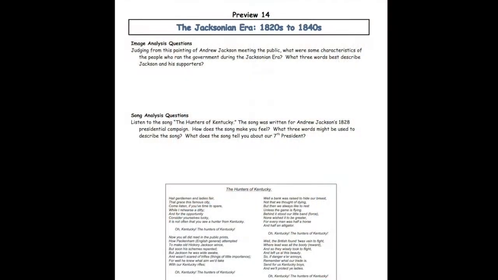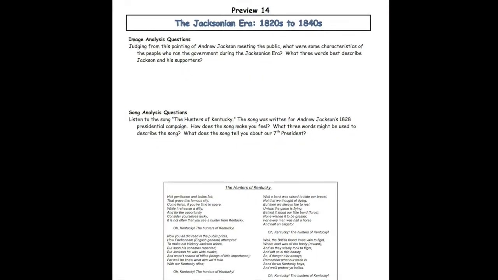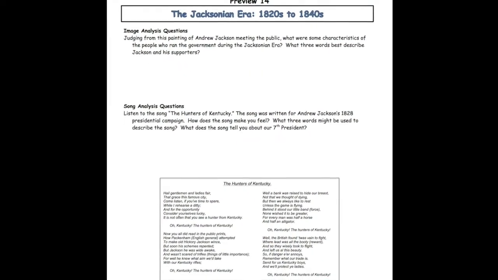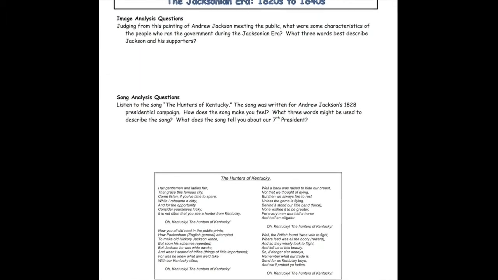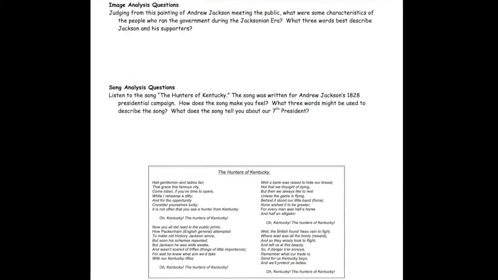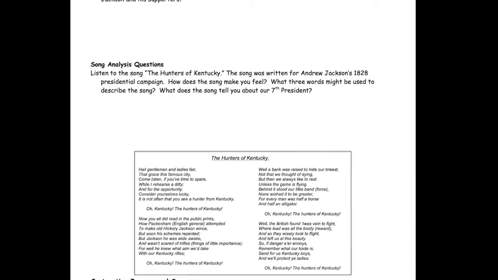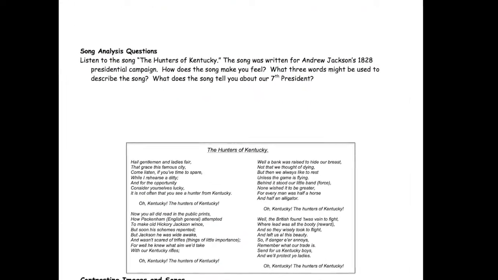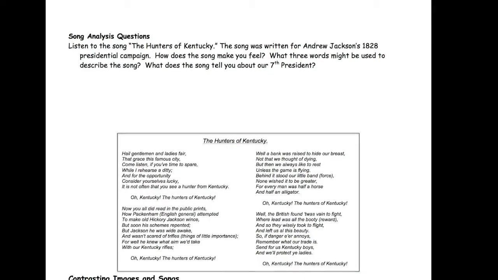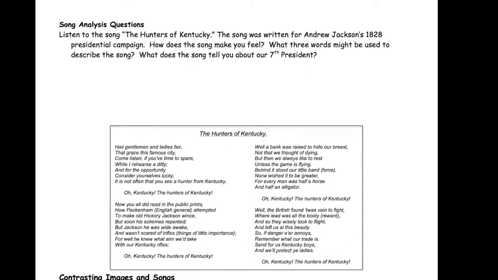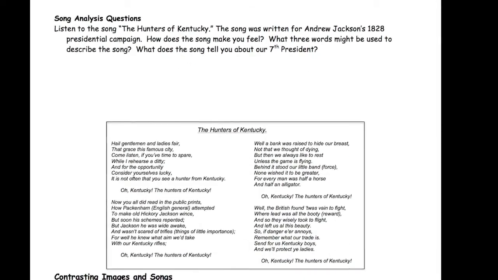All right, just like you thought, there was a song for the first page. There's a song on the second page. So here we go. As you listen to the second song, The Hunters of Kentucky, think about how this song makes you feel. Again, don't read into it too much. What 3 words might be used to best describe this song? And what does this song tell you about our 7th president? All right, without further ado, I give you The Hunters of Kentucky.